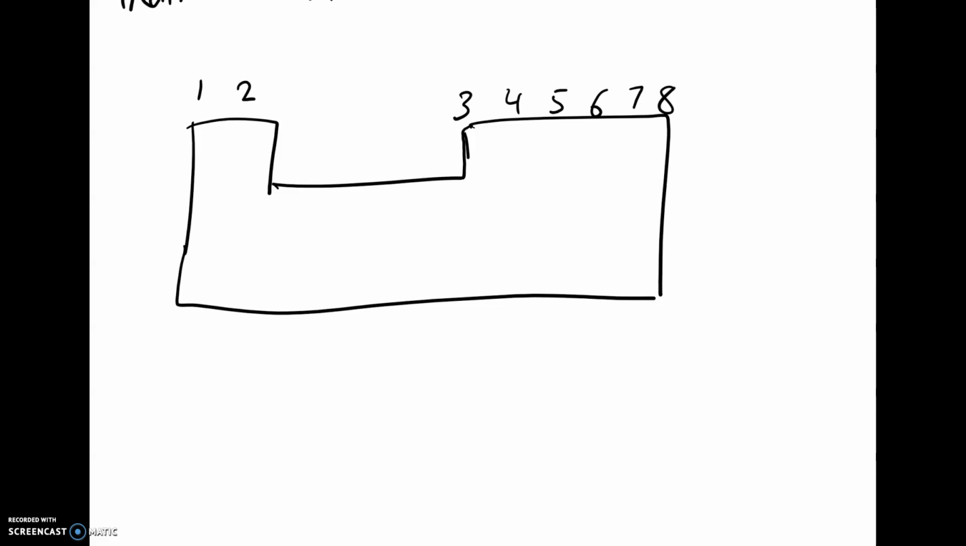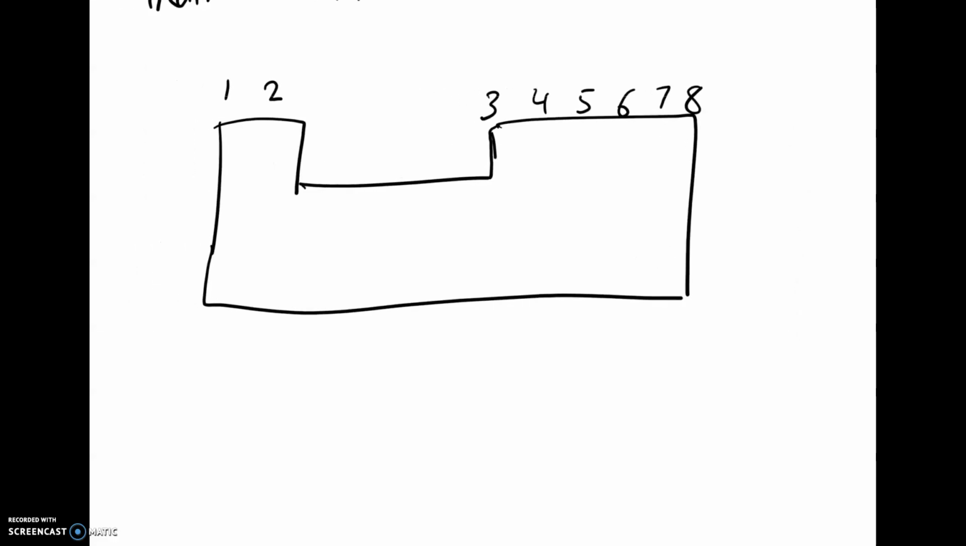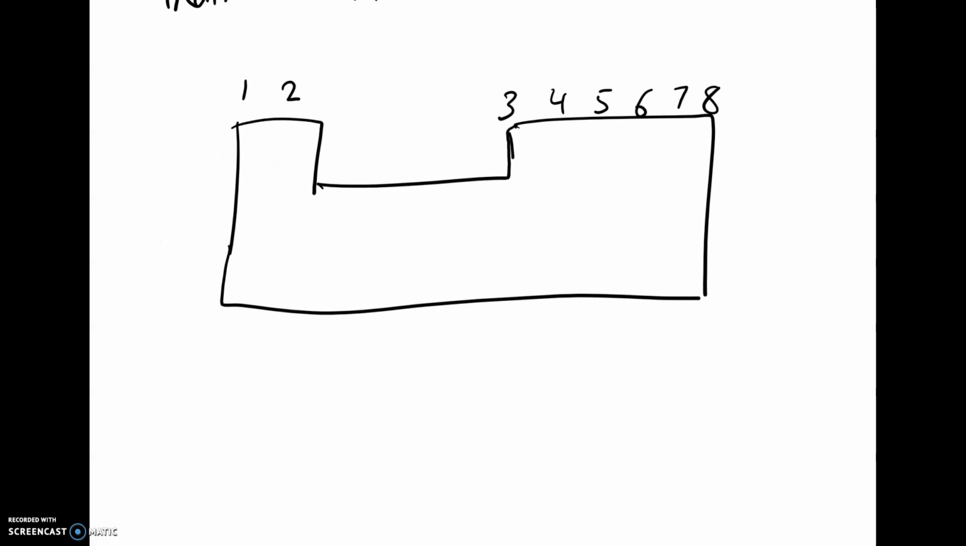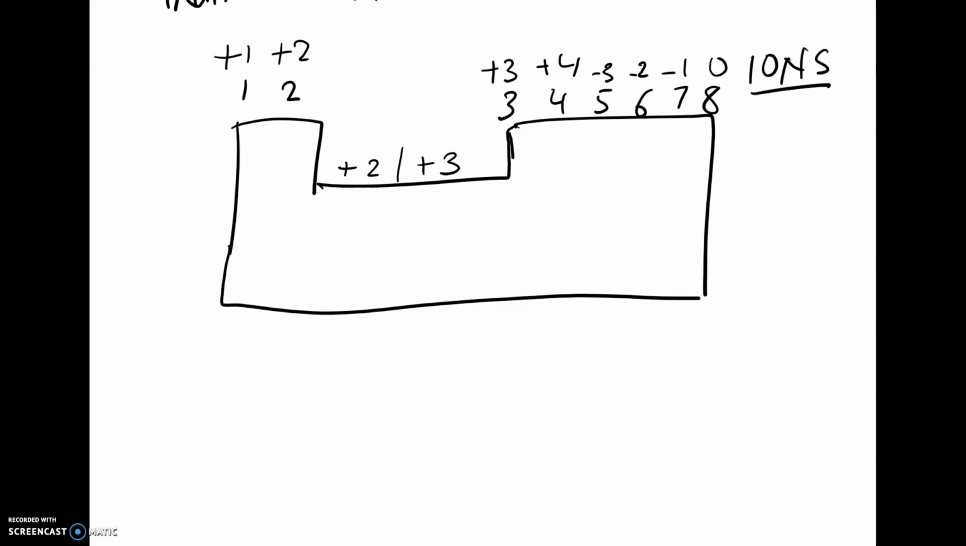The next thing that's important after we have named the groups is, if you look at group 1, it has a +1 charge. Group 2 has +2 charge, then +2 or +3 charge because it sits between group 2 and 3, then +3, +4, -3, -2, -1 and 0. So what do these mean? These are the ions of those groups.